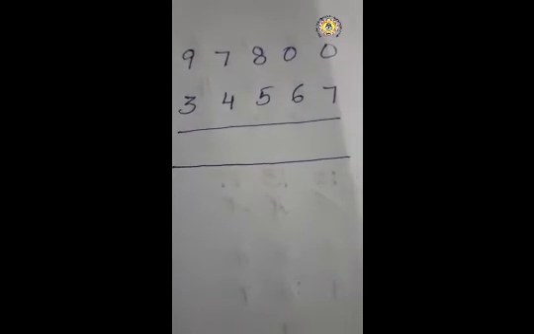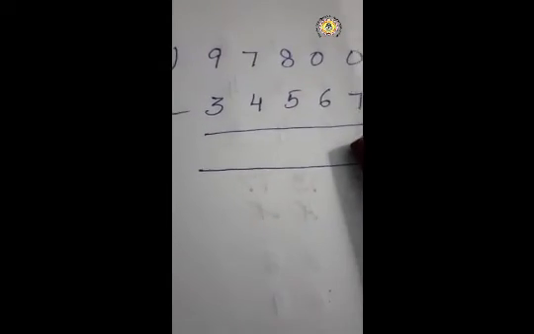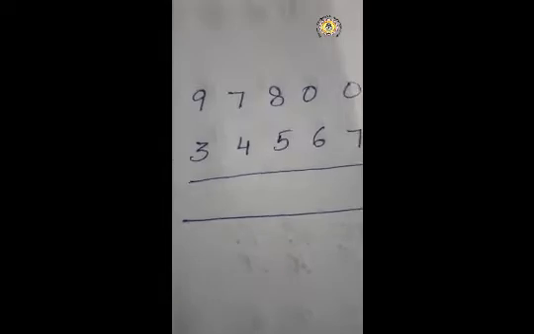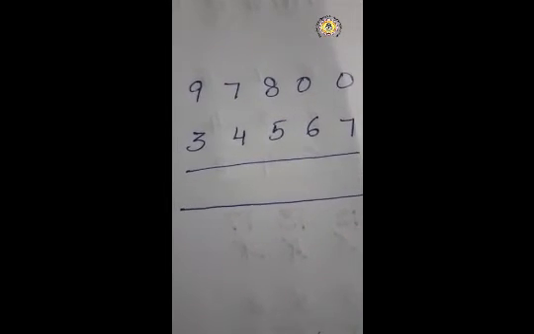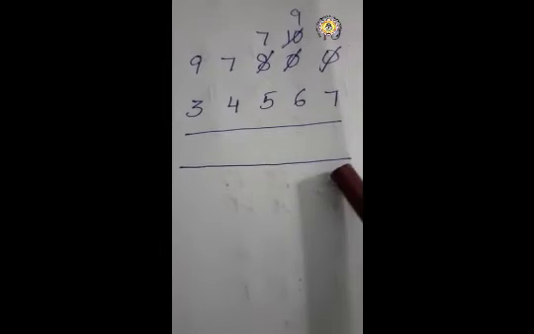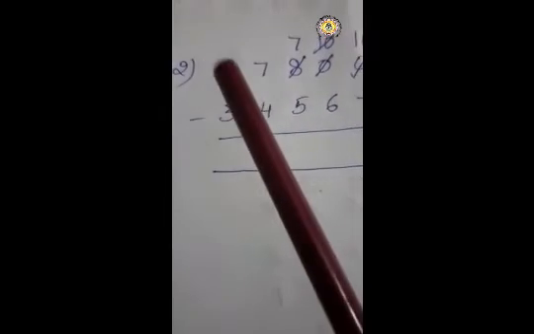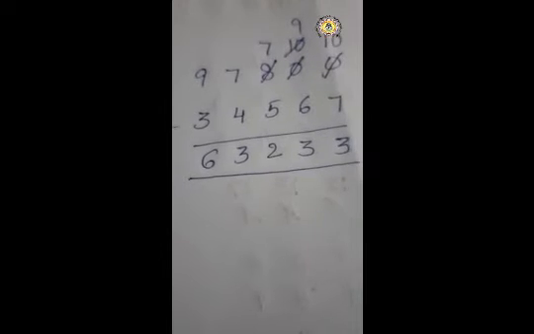Now look second sum. So in this second sum, first 0. 0 minus 7 not possible. So take borrow. Then the numbers become like this. Now 10 minus 7 is 3. 9 minus 6, 3. 7 minus 5, 2. 7 minus 4, 3. 9 minus 3, 6. This is the second sum answer.